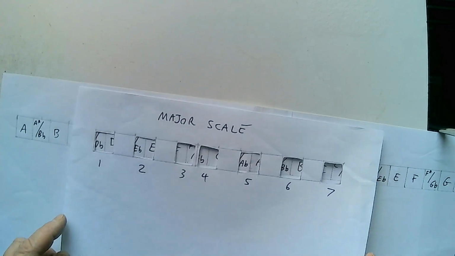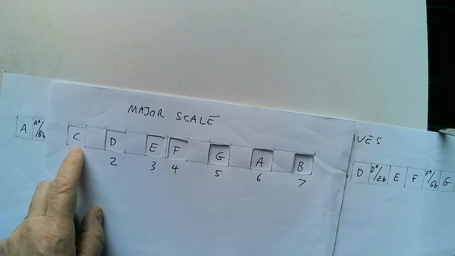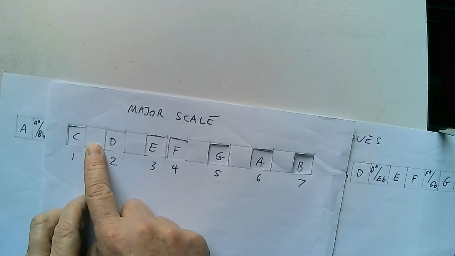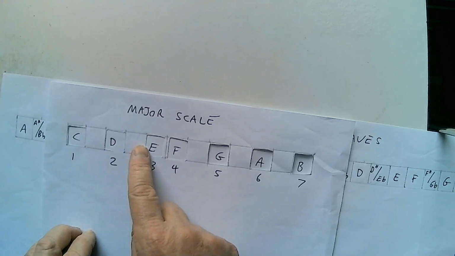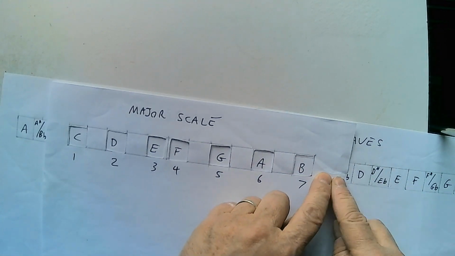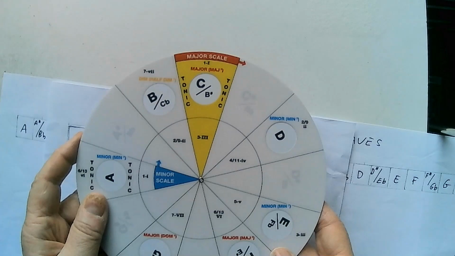So if I pick any starting point, for example C, the C is a starting point, so that means we're in the key of C major. What you do, you miss out a fret or you miss out a key and play that one, miss again, then you don't miss, miss, miss, miss, and then you're back to C further up. That's do, re, mi, fa, sol, la, ti, do.